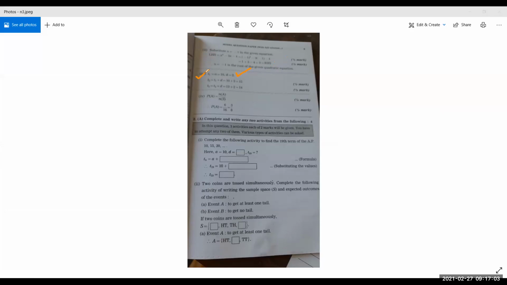Yes, Rohan, do you have any doubt here? You are unmuted actually. Your audio has not started, okay?